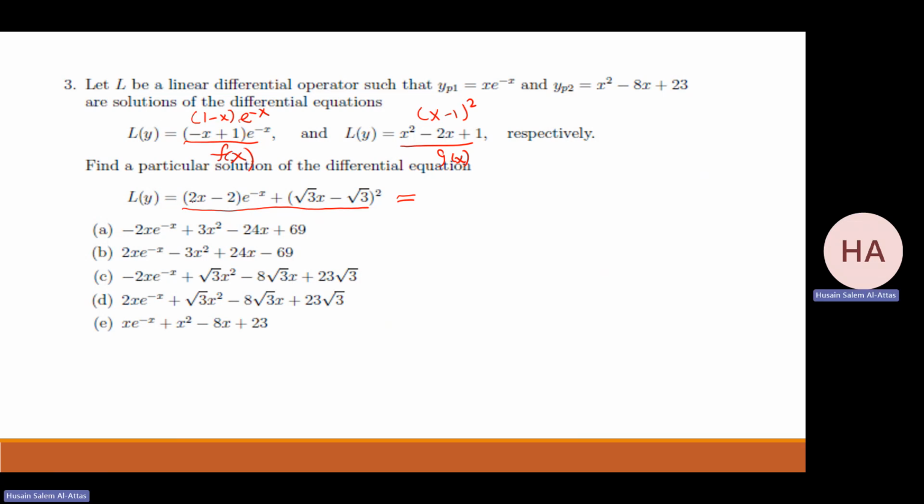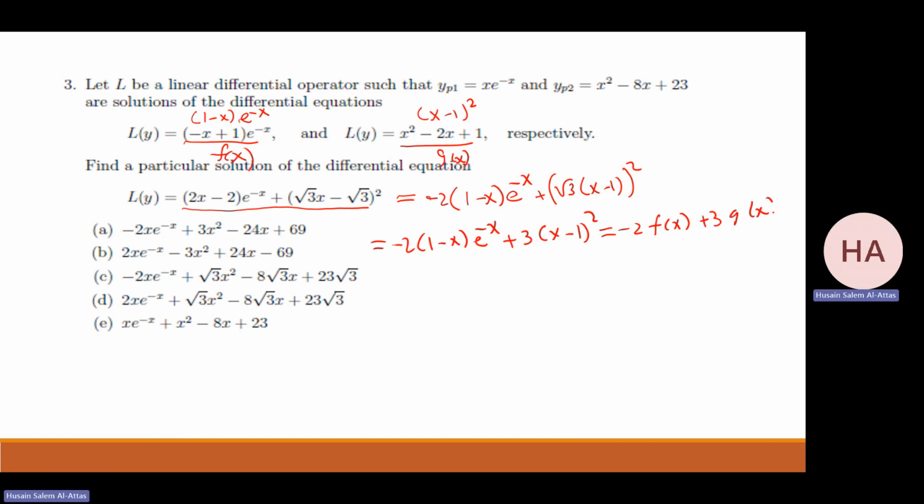Okay, so now this is what? If I take minus 2 common factor, I have 1 minus x e to the minus x. Now I make it like f of x times the constant. This one, it's what? Square root of 3 times (x minus 1) all square, which this minus 2. This is square root of 3, so it's plus 3 (x minus 1) square. Now I make it similar to g of x. So you have minus 2 f of x plus 3 g of x. So it will be my yp, my solution, minus 2 yp1 plus 3 yp2. That give me what? Minus 2x minus x plus 3x squared minus 24x, 23 times 3, 69. Which is this one?